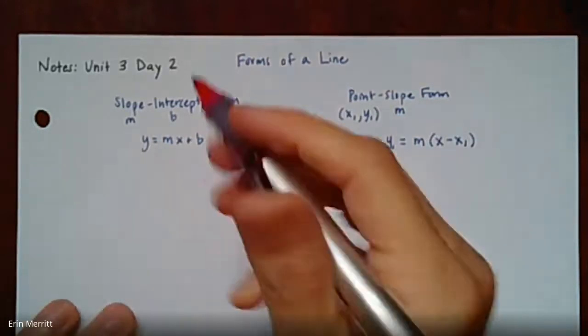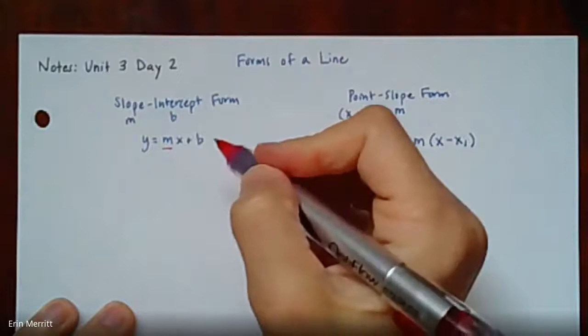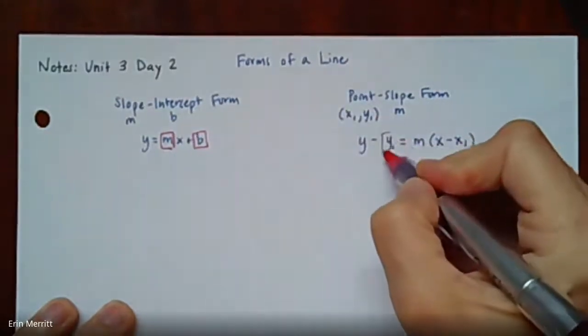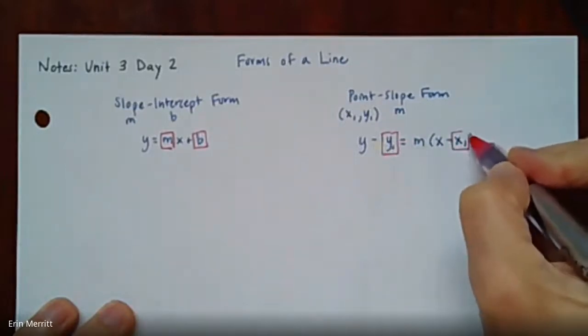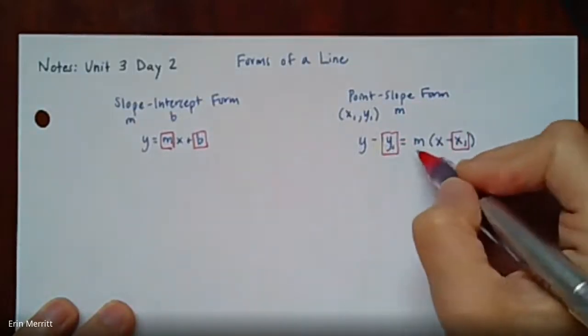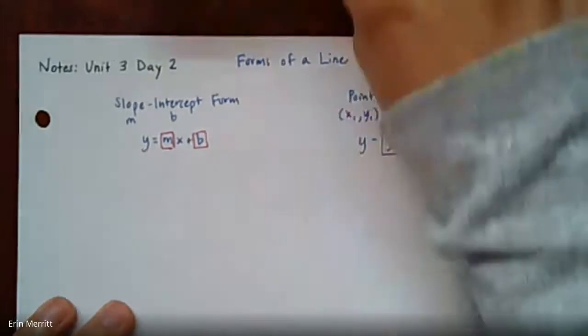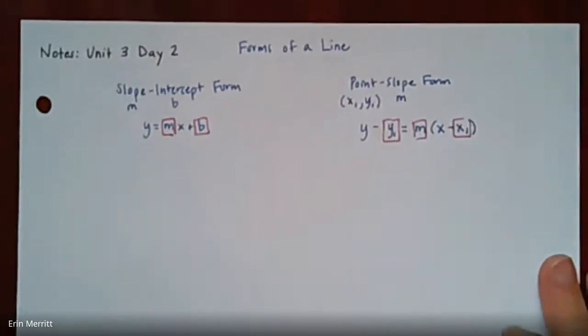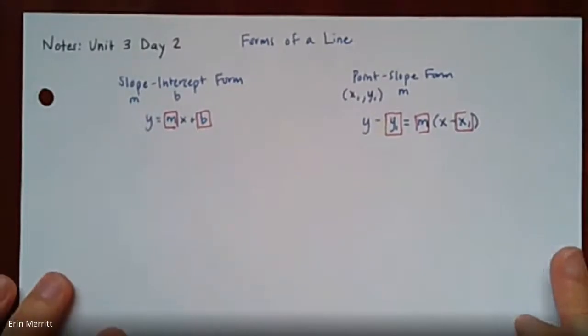So you guys know that when you're used to seeing an equation here, you would be plugging in for the m and the b over here. Over here, you'd plug in the coordinate points of some point you know is on the line for x1, y1, and then you'd plug in for m, the slope itself.